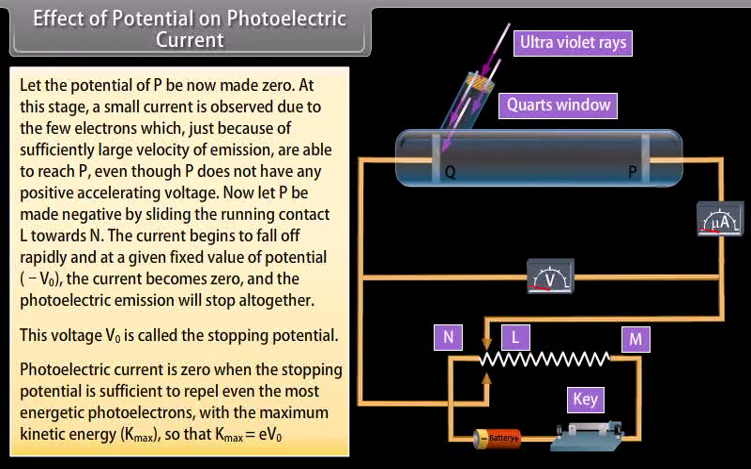Photocurrent is zero when the stopping potential is sufficient to repel even the most energetic photoelectrons with the maximum kinetic energy, Kmax, so that Kmax is equal to eV0.